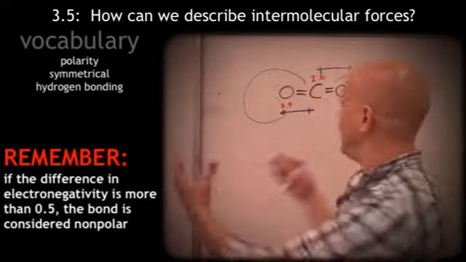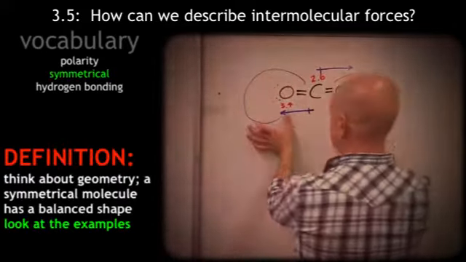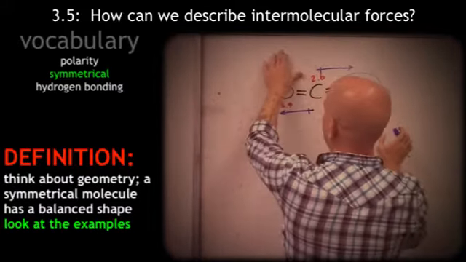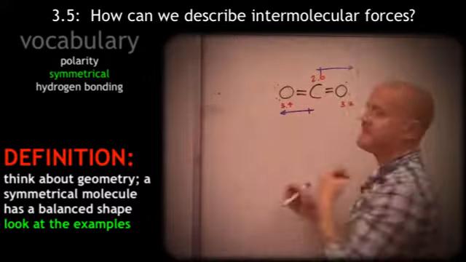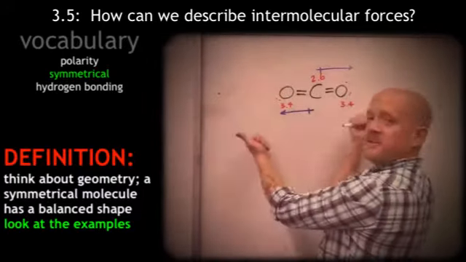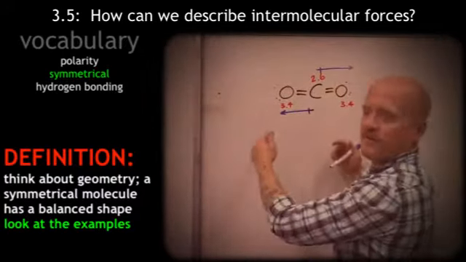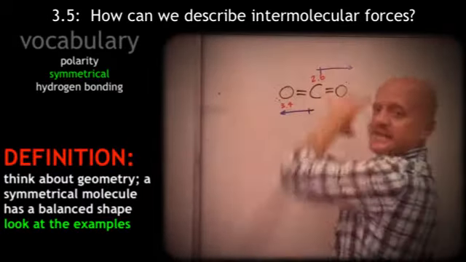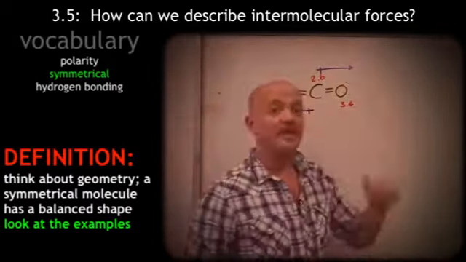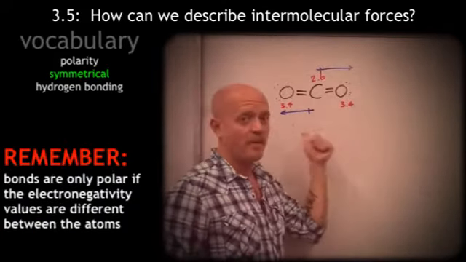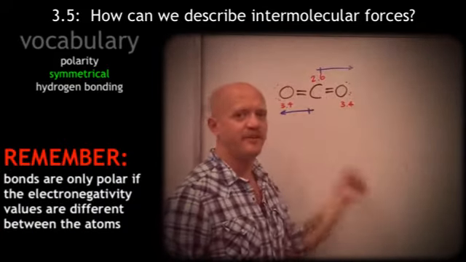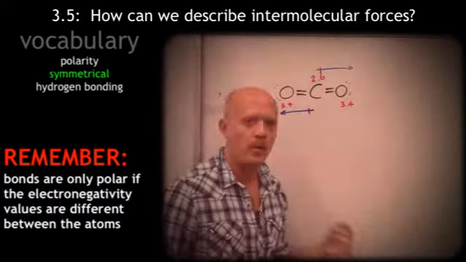Our carbon dioxide is symmetrical, and symmetrical basically means that you can divide it in half and it looks the same. So because this is symmetrical, these negative charges are canceled out. This negative is canceled out by the other one, and it's canceled out by the positive in the middle. This specific compound contains polar bonds, but because it is symmetrical, it is a non-polar molecule.